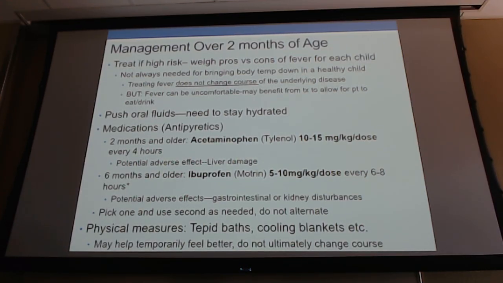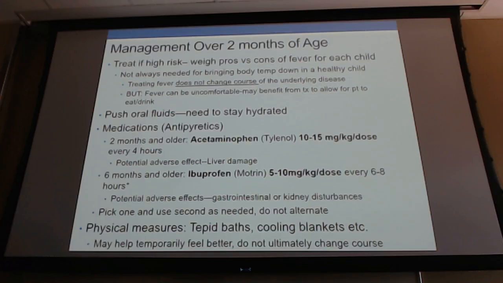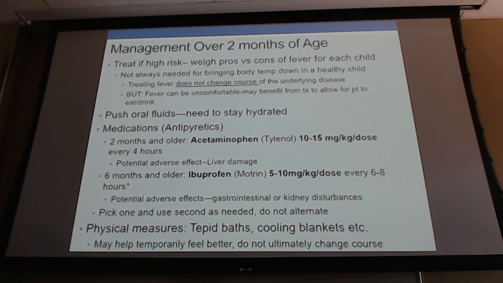6 months or older, that's when we can start to add ibuprofen. So be careful on that. If I give you a 2-month-old and they have fever, don't pick ibuprofen. Don't pick that because they're still too young. Their kidneys are not mature enough to be able to process that appropriately. That dose is going to be 5 to 10 mg per kg. So I will usually dose at that 10 mg per kg. And then a little bit longer dosing, every 6 to 8 hours.